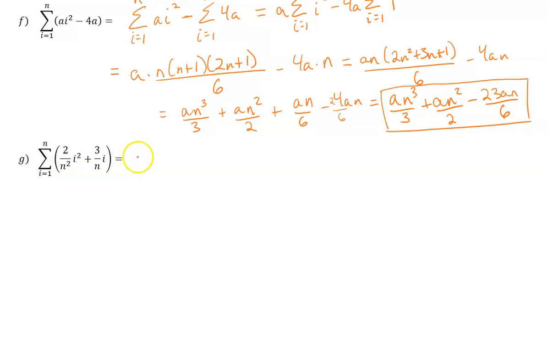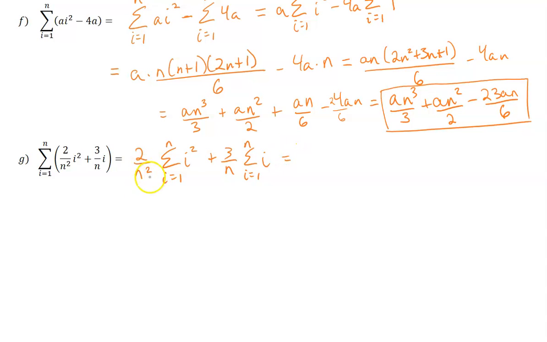So first of all, I'm going to do the two steps up here that I did together as one. So I'm going to split this as two different sums, and I'm also going to factor anything that is not the I, the index variable, to the front. So we end up with 2 over n squared times the sum from 1 to n of I squared, so that would be the quadratic series, plus 3 over n times the sum from 1 to n of I, so that's the linear series.